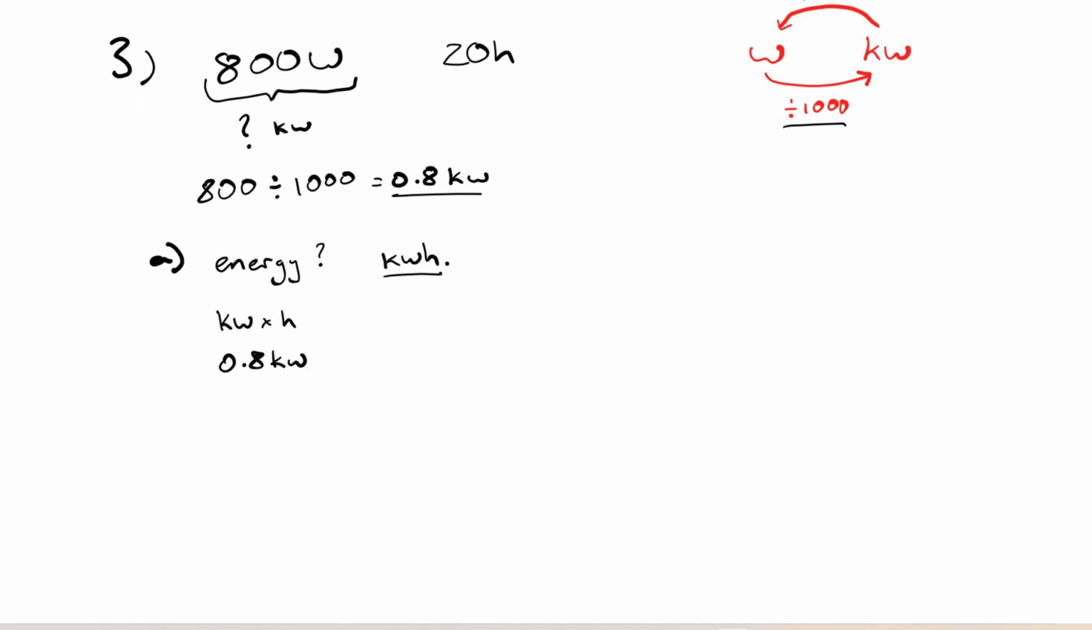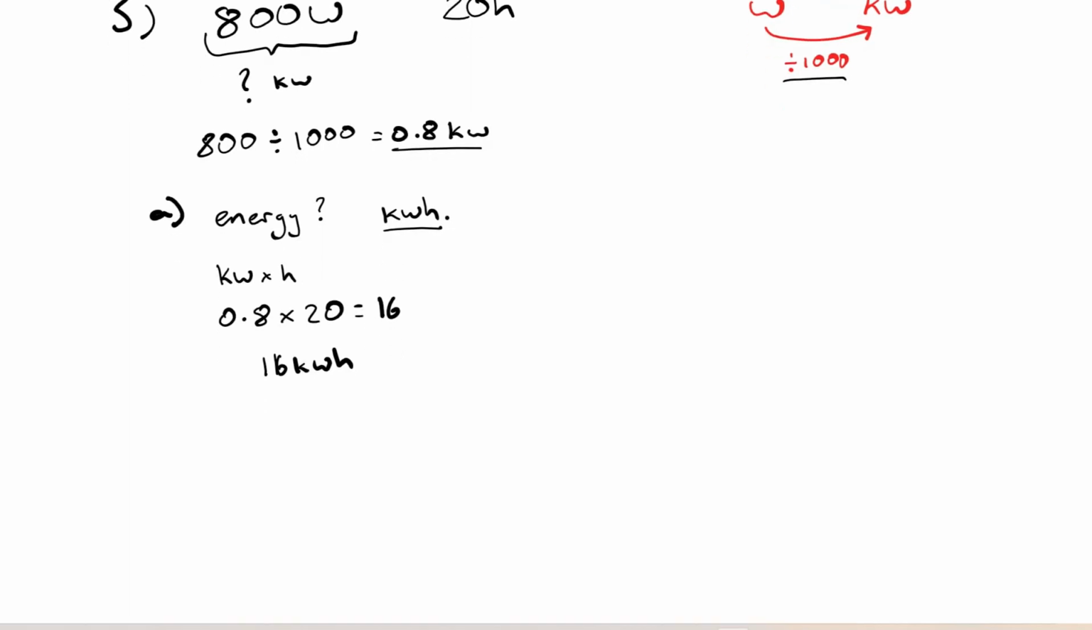So 0.8 times by 20. 0.8 times 20 is 16. So how many kilowatt hours does it use? 16 kilowatt hours. That's the amount of energy it uses per week. So 16 kilowatt hours.